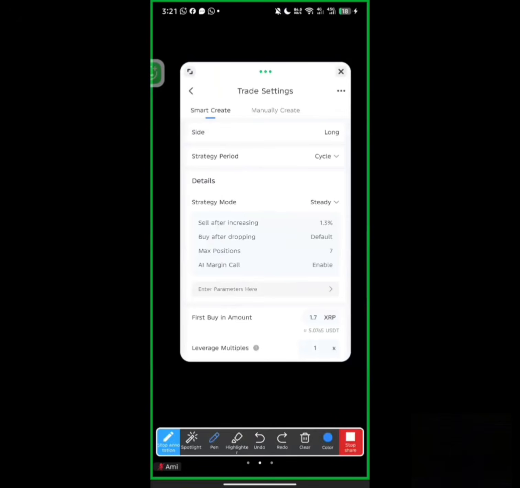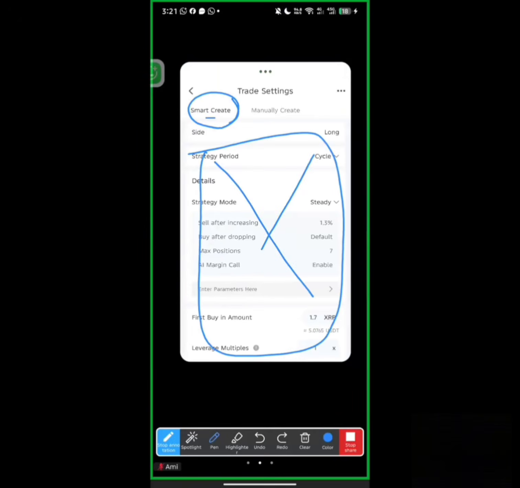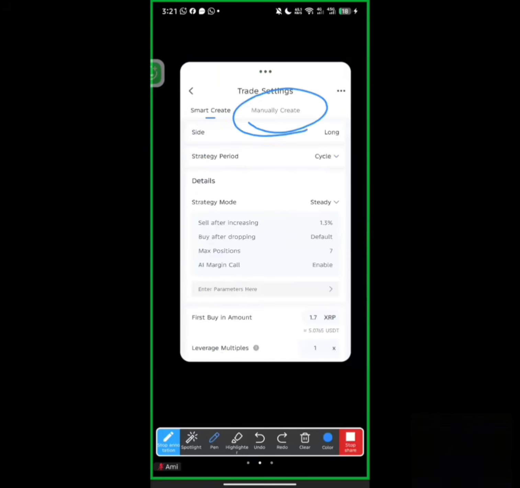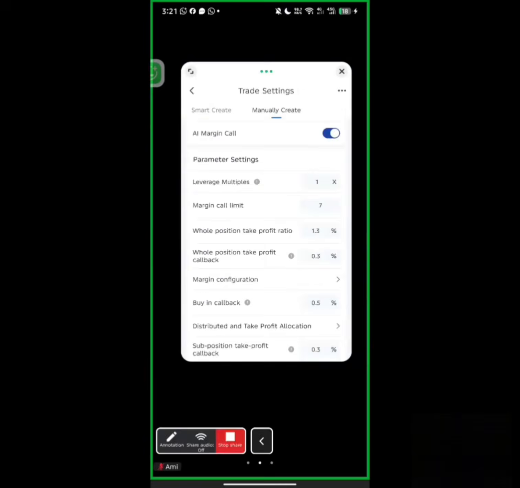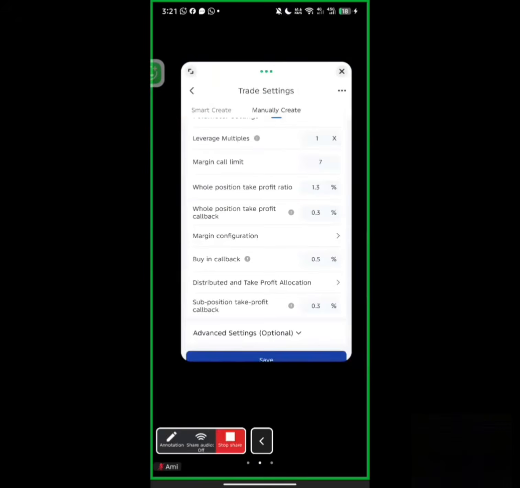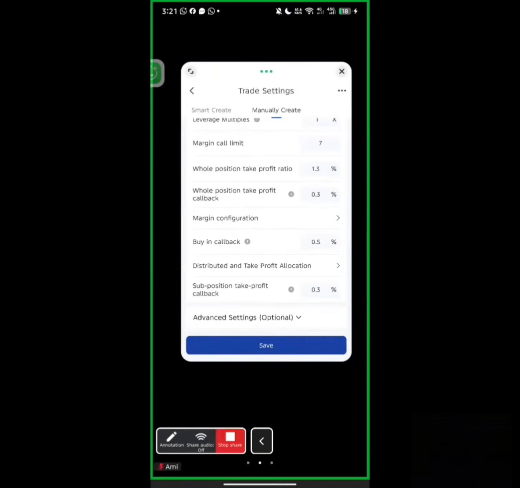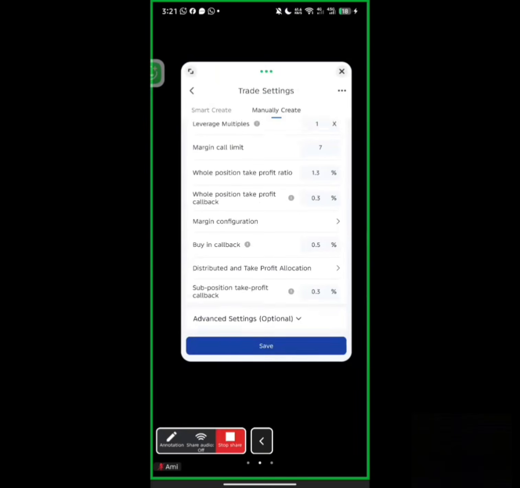When you click on trade setting, it will land you on this page. This is the smart create, like a default setting by RoyalQ. We don't use it. So what you do is you click on manually create at the top here. Clicking on manually create will take you to this page again. This page as well has a default setting, as you can see if you scroll down.